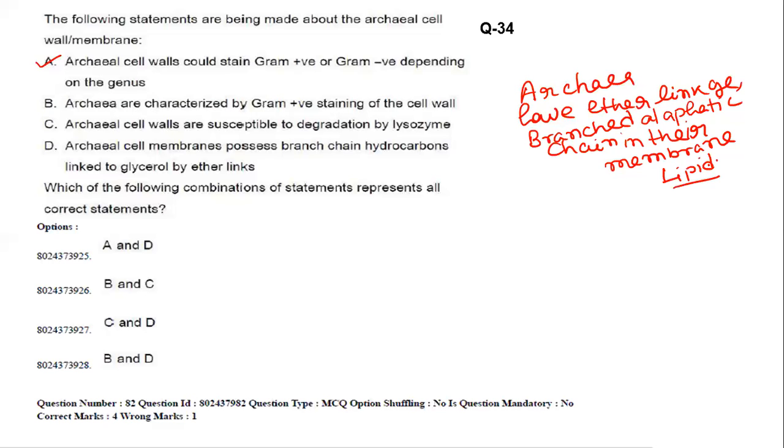Right now, archaeal cell membrane possesses branched chain hydrocarbons linked to glycerol by ether links. Right, these are correct. So A and D is the correct answer. And in case of bacteria, they have ester linkage in their fatty acyl chain. Right, ester linkage present.